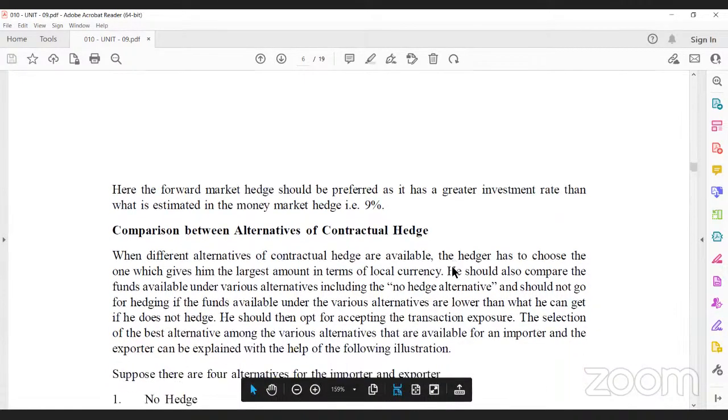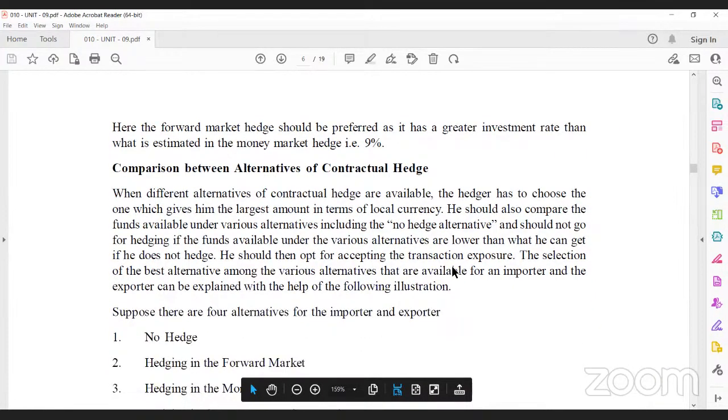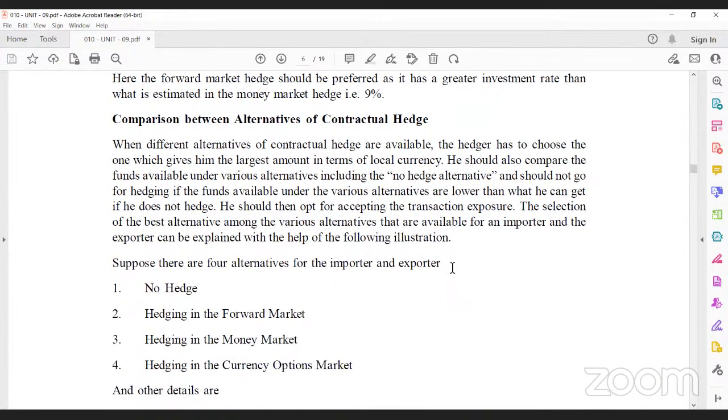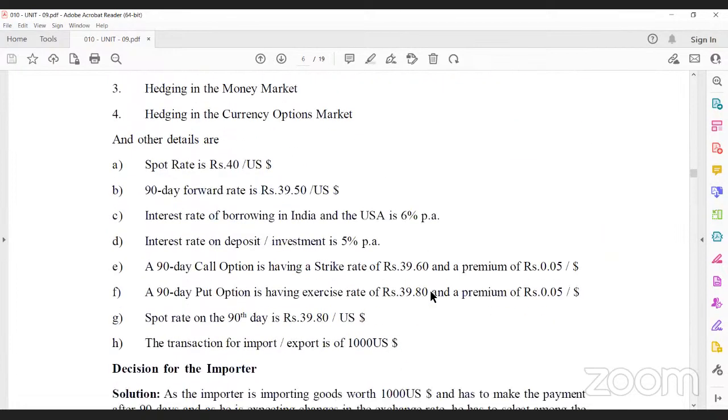Next, let's move on to understand the comparison between alternatives of contractual hedging. There are 4 alternatives for an importer and an exporter: no hedge, hedging in the forward market, hedging in the money market, and hedging in the currency options market. Now some details here. The spot rate is rupees 40 per US dollar. The 90-day forward rate is rupees 39.50 per US dollar.